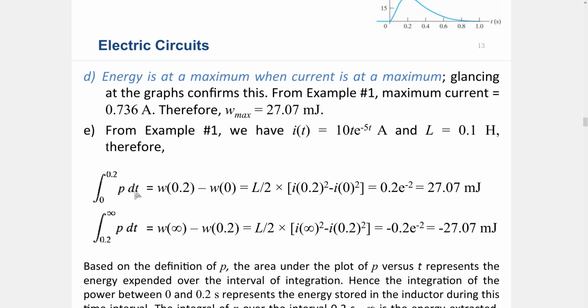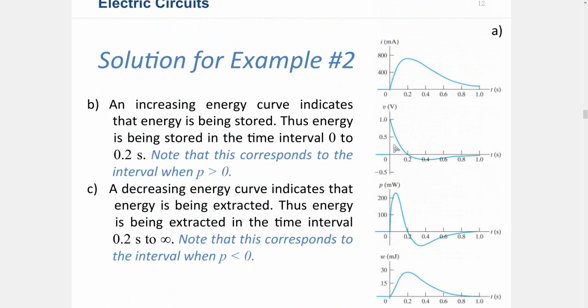If we do the math, the power between 0 and 0.2 seconds can be computed. And if we take the integral, then we will be calculating the energy. So the energy difference at time equals 0.2 and time equals 0 can be computed as 1/2 times L times I squared. The difference at different time points can be computed, and if we do the math, we have stored 27.07 millijoules when we are charging the inductor in this region, between 0 and 0.2.